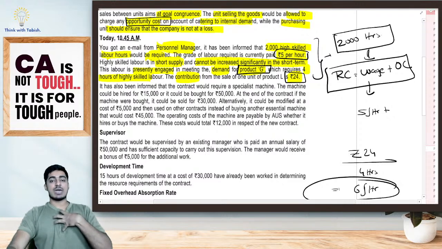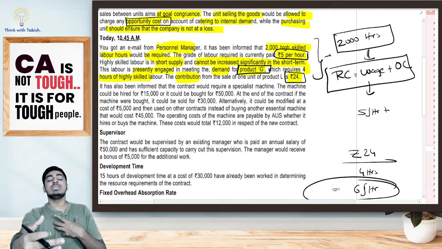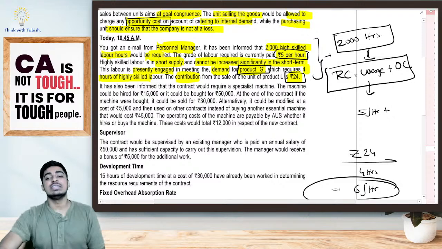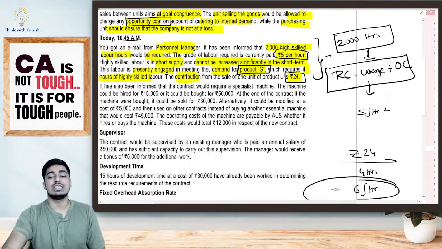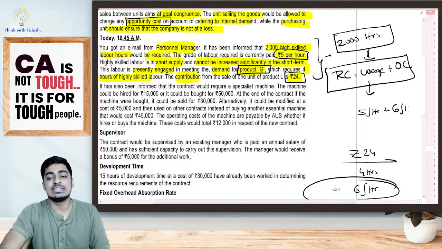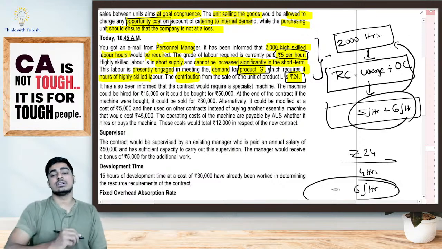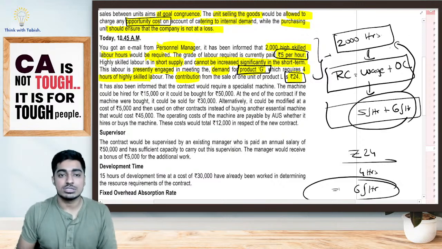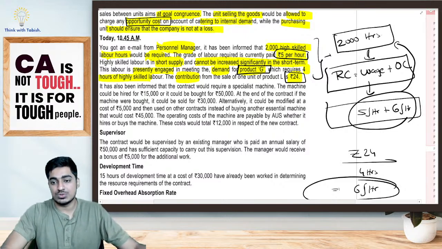Why? Suppose I am an employee, I work for 4 hours and produce G. The company earns 24 rupees in 4 hours. That means for 1 hour, the company is earning 6 rupees. So the relevant cost is the wage of 5 rupees per hour, which is anyway relevant, and in addition 6 rupees per hour. Altogether it will be 11 rupees per hour into 2,000 hours that is going to be the relevant cost. Is it clear, students? Any doubts in this one?